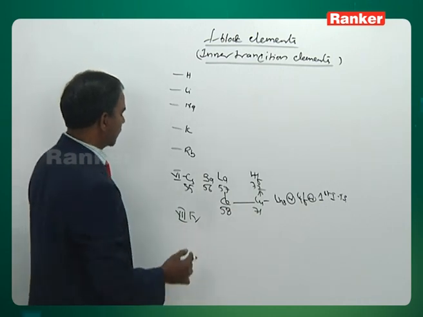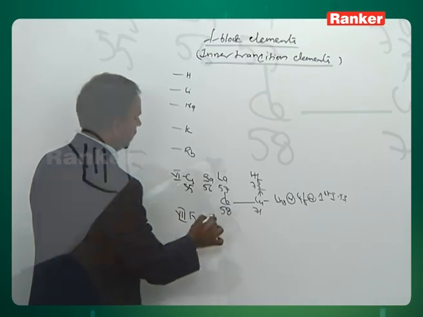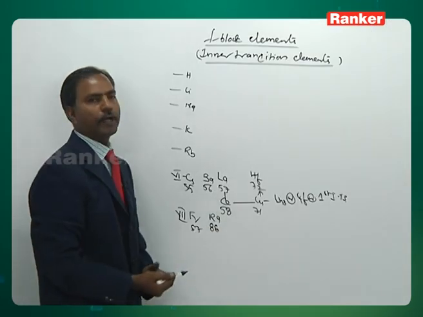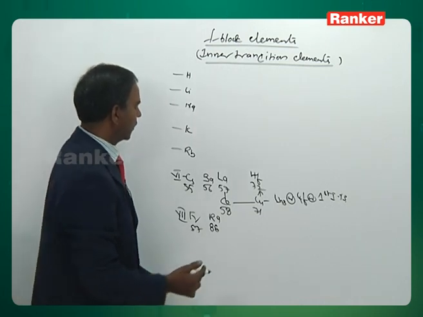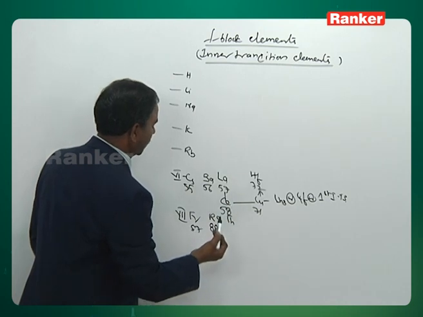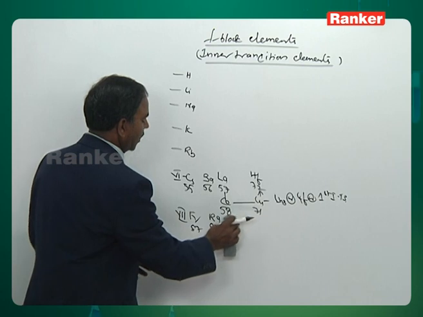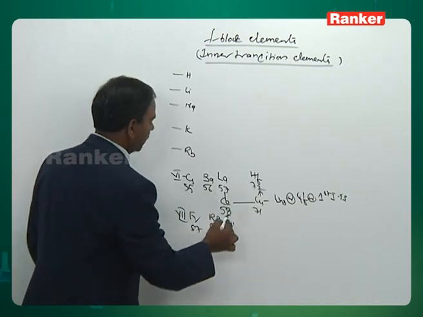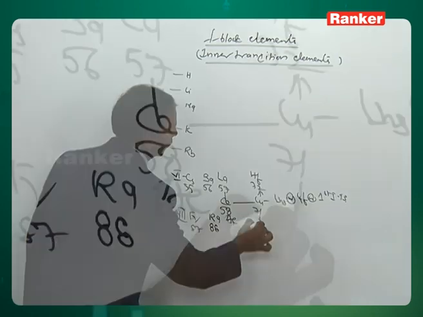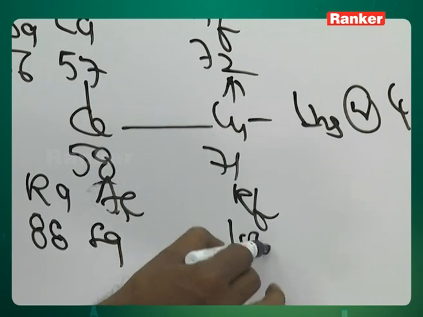Now let us consider the case of the 7th period. Francium 87. After 87 it is radium 88. After 88, the next element is actinium, 89. Actinium is 89 and again rutherfordium is 104.